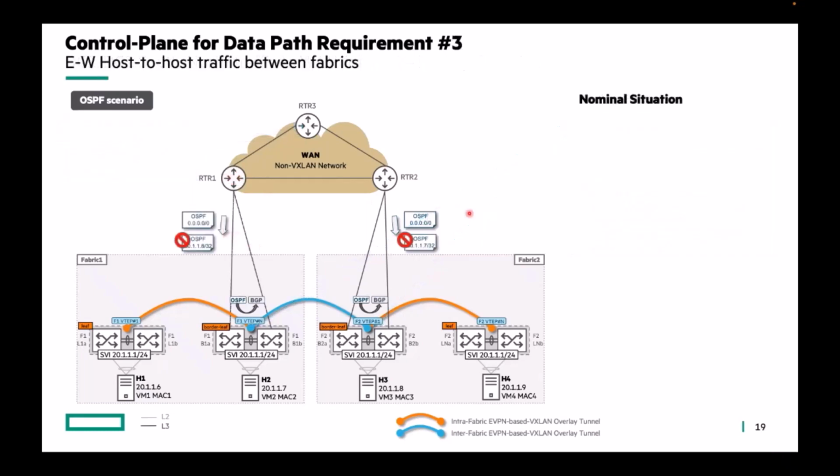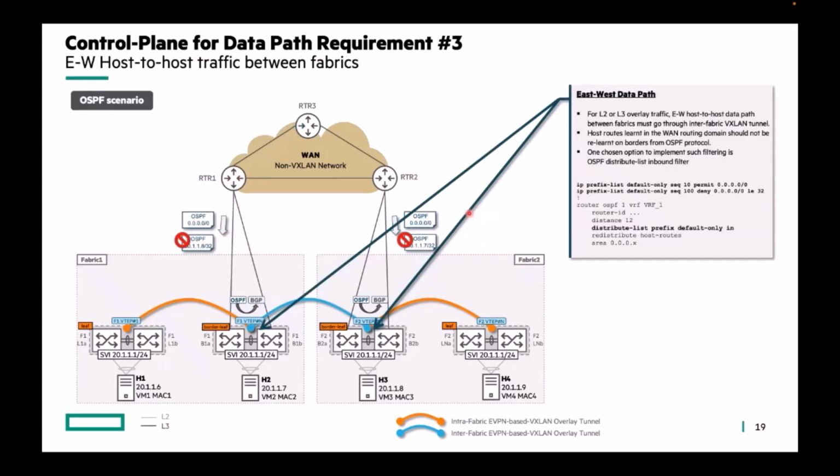Okay. Data path requirement 3. Now, we talked about this in the east-west traffic use case, right? How H1 should be communicating with H3, H4, H2 should be communicating with H3, H4, etc. And they should be communicating through this blue EBGP EVPN connection, not through the external network, right? So for the east-west data path for L2 or L3 overlay network, the host-to-host data path between fabrics must go through the interfabric VXLAN tunnel. Now, host routes learned in the WAN routing domain.